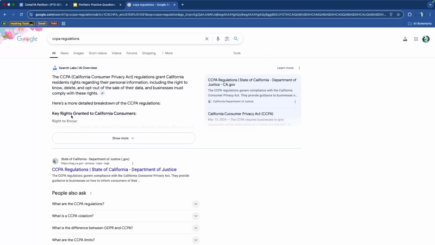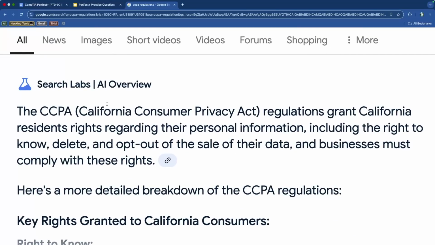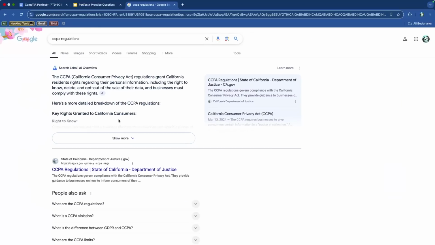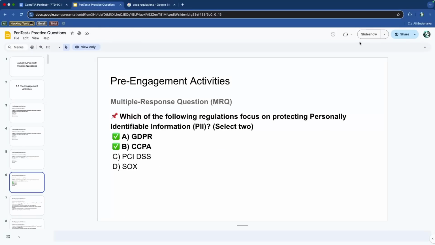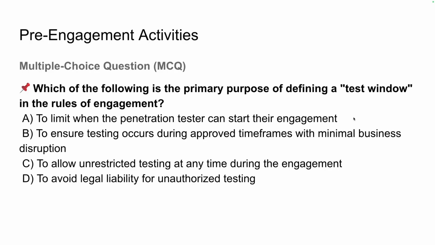CCPA is the California Consumer Privacy Act. The California Consumer Privacy Act grants California residents rights regarding their personal information, including the right to know, delete, and opt out of the sale of their data, and businesses must comply with these rights. So that is the CCPA. Okay, all right. So GDPR, General Data Protection Regulation, and CCPA, the California Consumer Privacy Act. All right, moving on. Multiple choice question. Which of the following is the primary purpose of defining a test window in the rules of engagement?